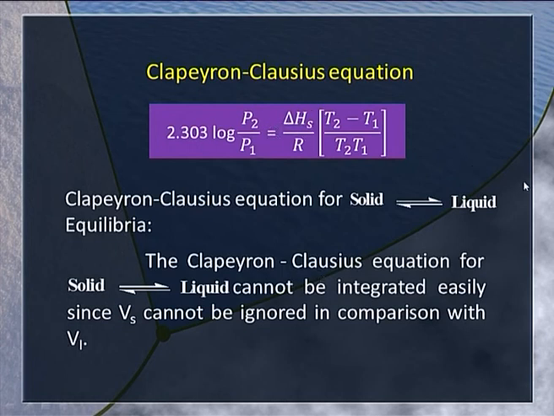But in the third case, where solid and liquid are there in the system, they cannot be integrated easily because the volume of solid cannot be neglected with respect to liquid. So, they have to be used in this form with both the volumes together.